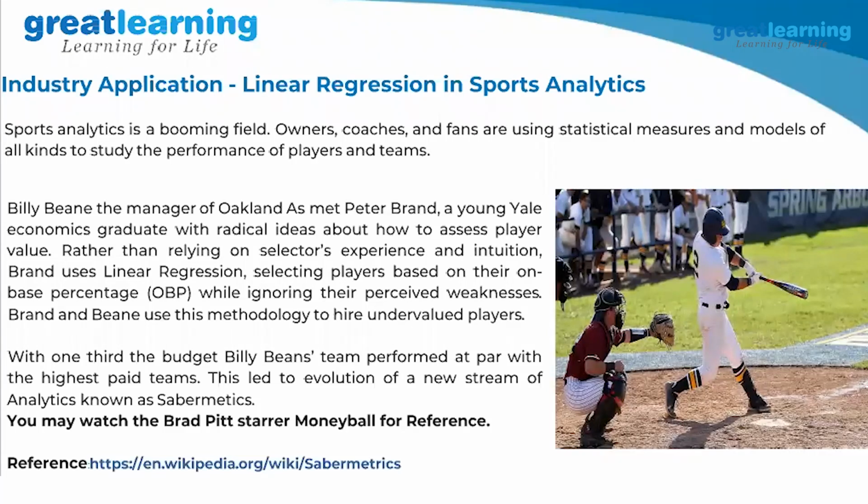Rather than relying on selectors' experience and intuition, Brand uses linear regression, selecting players based on their on base percentage (OBP) while ignoring their perceived weaknesses. Brand and Bean use this methodology to hire undervalued players. With one third the budget, Billy Bean's team performed at par with the highest paid teams. This led to the evolution of a new stream of analytics known as sabermetrics. Sabermetrics.